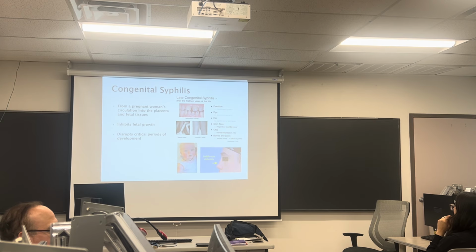Okay, so there can be problems with congenital syphilis. So this is syphilis that goes across the placenta and then can cause problems with the developing kiddo. Hutchinson's teeth, so you can see they're bifurcated, so they have points at the end.